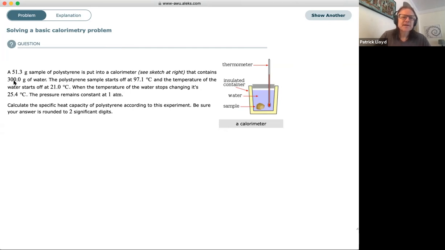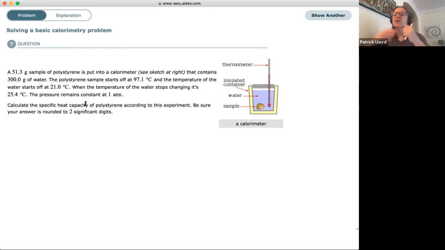So let's read the question. A 51.3 gram sample of polystyrene is put into a calorimeter that contains 300.0 grams of water. The polystyrene sample starts off at 97.1 degrees Celsius, and the temperature of the water starts off at 21.0 degrees Celsius. When the temperature of the water stops changing, it's 25.4 degrees Celsius. So you've got 3 temperatures here, right? The pressure remains constant at 1 atmosphere. That's telling us it's at constant pressure, so this lid is loose. Calculate the specific heat capacity of polystyrene according to this experiment, and be sure your answer is rounded to 2 significant digits.